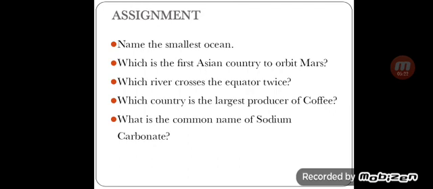Now your task is, you just note down all the answers of these pages from page number 85 to 89. Write down all the answers in your GK book and note down these assignment questions in your GK copy, as well as try to find out the answers. Then we will discuss the answers in the next class. Okay. So have a nice day, children.